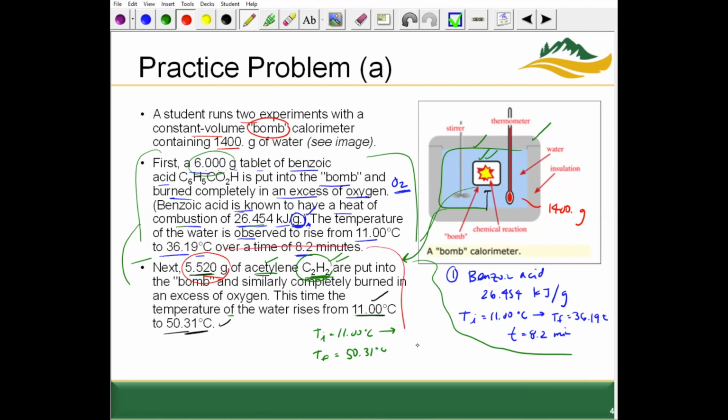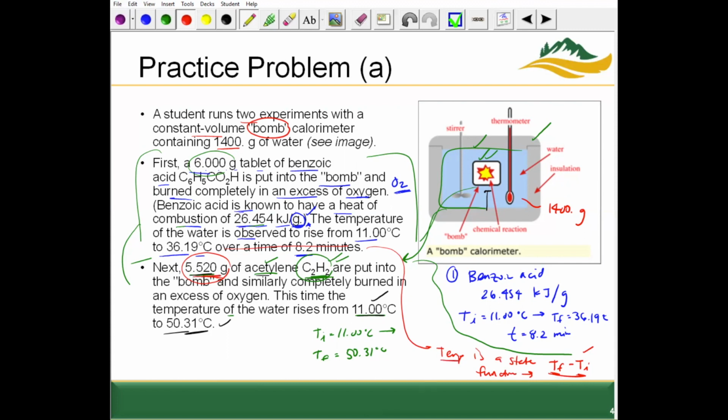Why might that not matter? Well, temperature is a state function. What does that mean? If temperature is a state function, all we care about is T final minus T initial. It doesn't matter how long it took to get there. It doesn't matter if it decreased, then increased again. So just T final minus T initial, because temperature is one of our state functions.